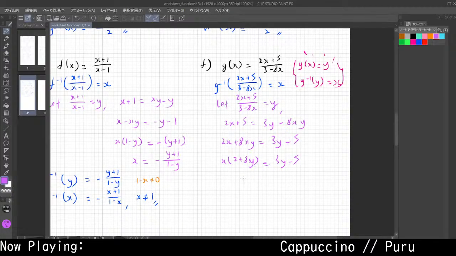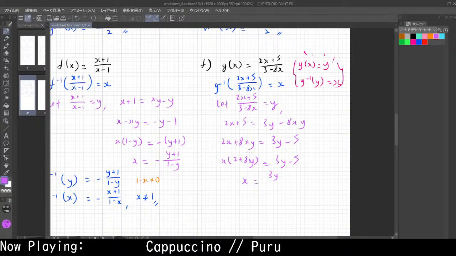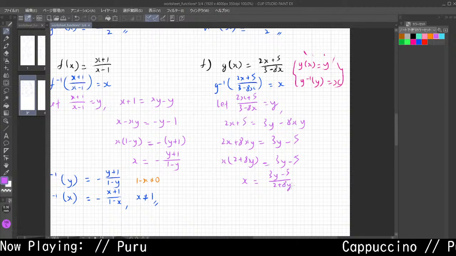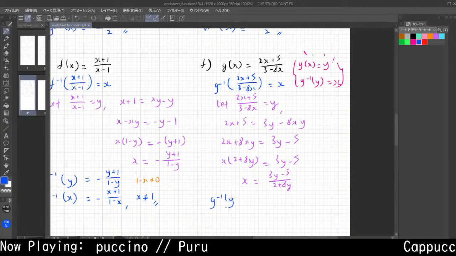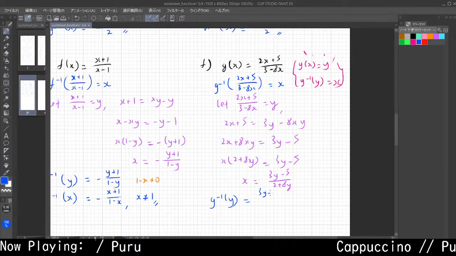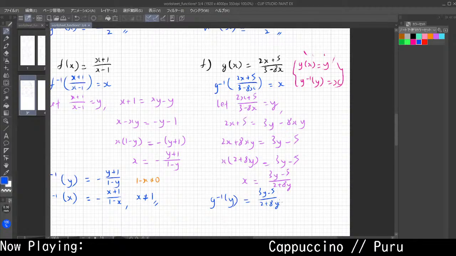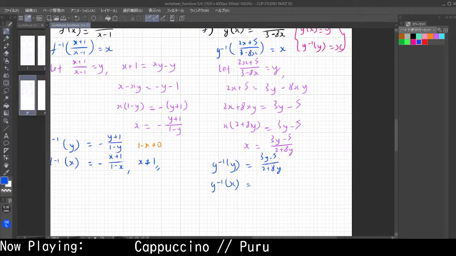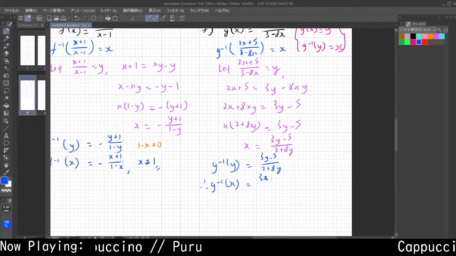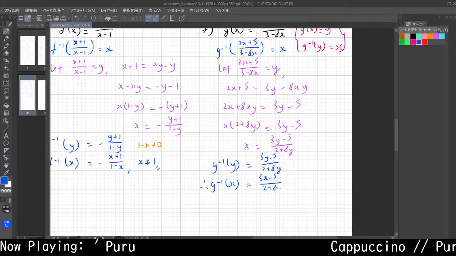Okay. Then you want to isolate x. You want to find x in terms of y. Move 2 plus 8y over to the other side, so you get this combination over here. Then same process, g inverse y equals x equals to this entire fractional function. Then change back to x: (3x minus y) over (2 plus 8x).